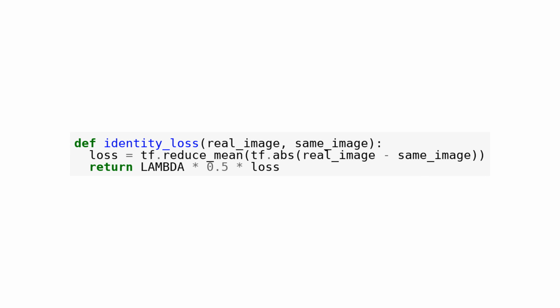This function computes the identity loss, which is a crucial component in training cycle GANs to preserve the color composition of images. It takes two inputs, the real image and the image that has been passed through the generator with the same domain. The core of the function calculates the mean absolute difference between these two images, effectively measuring how similar they are. This difference is then scaled by a factor of half and multiplied by a hyperparameter called lambda, which controls the strength of this loss term. Incorporating this loss encourages the generator to produce images that retain the original image's identity, helping maintain consistent colors and styles across transformations.